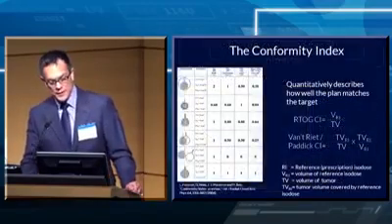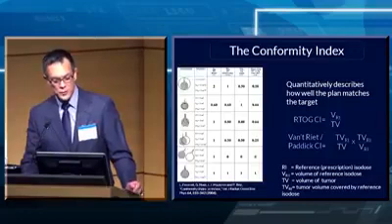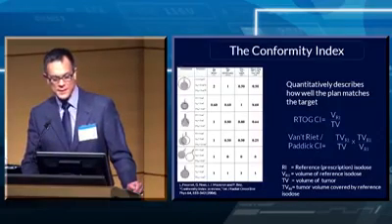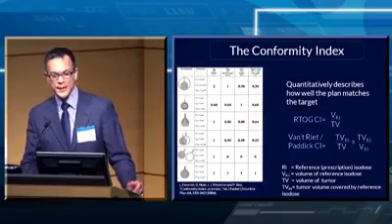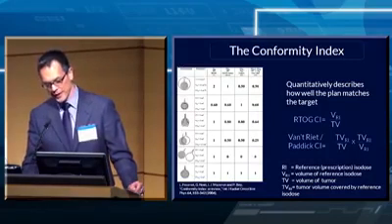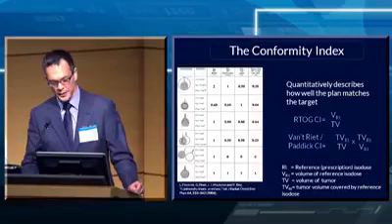We also use things like conformity indexes, which we mentioned a little bit last night, but here's some examples. These try to describe how well the plan matches the target. The two most popular ones are probably the RTOG index and, especially in radiosurgery, the Paddock conformity index.